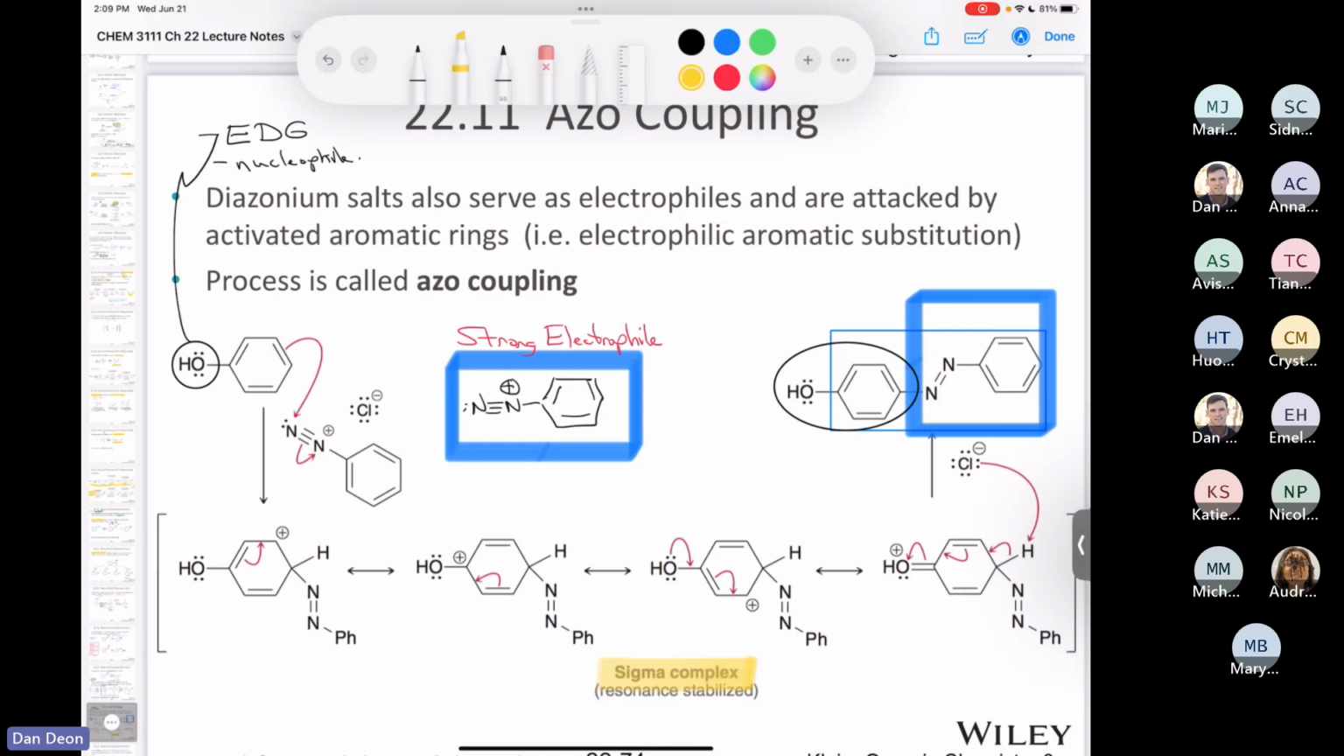So we form our sigma complex. You can see all the resonance contributors here. And then what do we do at the end? We do a proton transfer with our chloride. We restore neutrality and we make our diazonium compound. So we call this a diazonium compound.